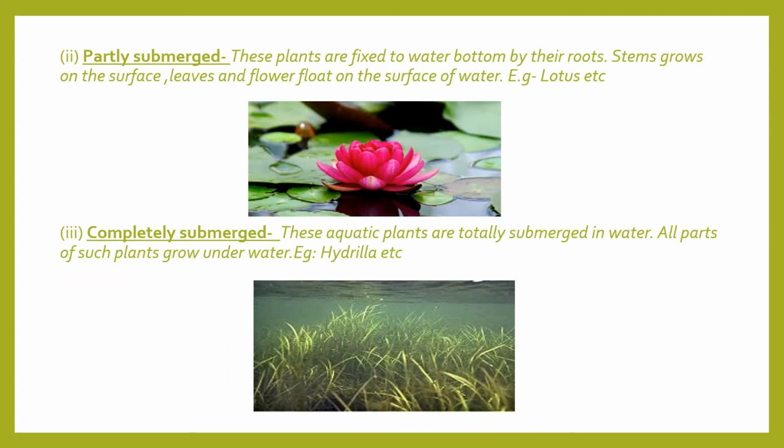Next is partially submerged. These plants are fixed to the water bottom by their roots. Stems grow on the surface. Leaves and flowers float on the water surface. Example, lotus. Here you can see the lotus plant. It is partially submerged. Next is completely submerged. These aquatic plants are totally submerged in water. All parts of such plants grow underwater. Example, hydrilla. Completely submerged means it is totally inside the water.